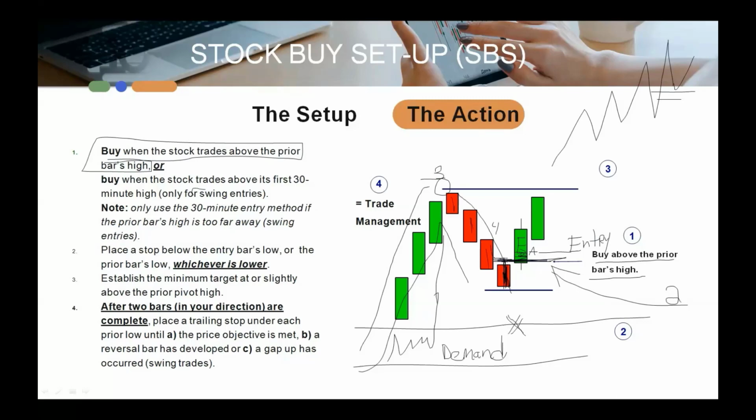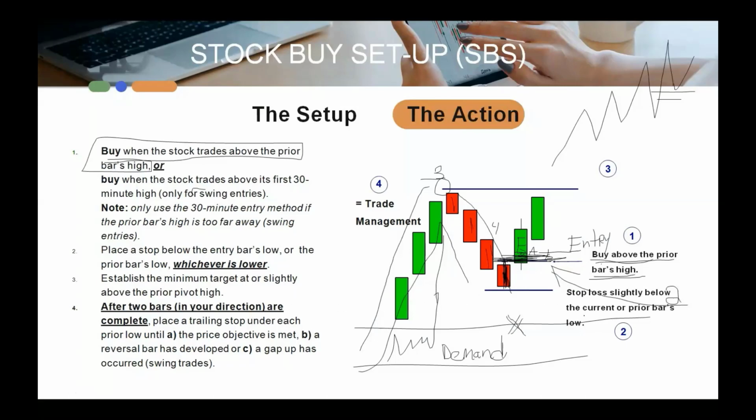Okay, so once we break above that prior bar's high, as long as we have a setup, we're gonna have more things in line to this. We get in, we get long. So we buy above the prior bar's high, in this case a red bar. Once that green bar takes out that red bar, that's called changing of the guard, which we would discuss. You enter right above that prior bar's high as an entry.